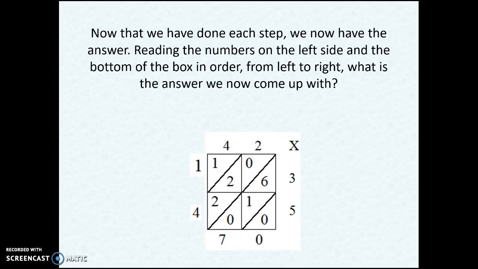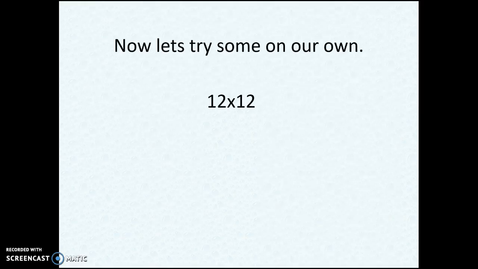It's whatever numbers are on the outside, on the left and the bottom. That's going to be what your total is for the equation that you're presented with. So I went ahead and we did a couple extra ones. Let's see here. We got 12 times 12, 13 times 19.